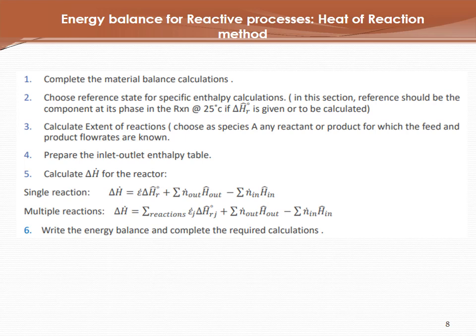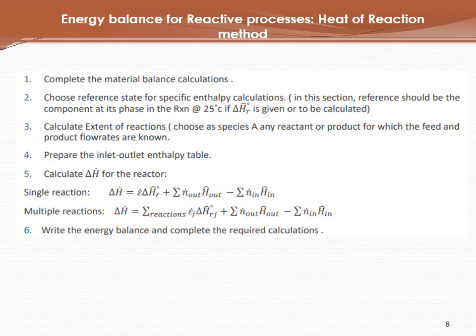You must carefully look into the problem statement, and if some of the values are missing, if some of the flow rates are missing, then you must use material balance methods like the extent of reaction. Use this method to calculate all the flow rates of the input and the output streams. The second step is you must choose a specific reference state. In the heat of reaction method, the references are the reactant and product species at 25 degrees Celsius and 1 atmosphere, for which the heat of reaction is known.